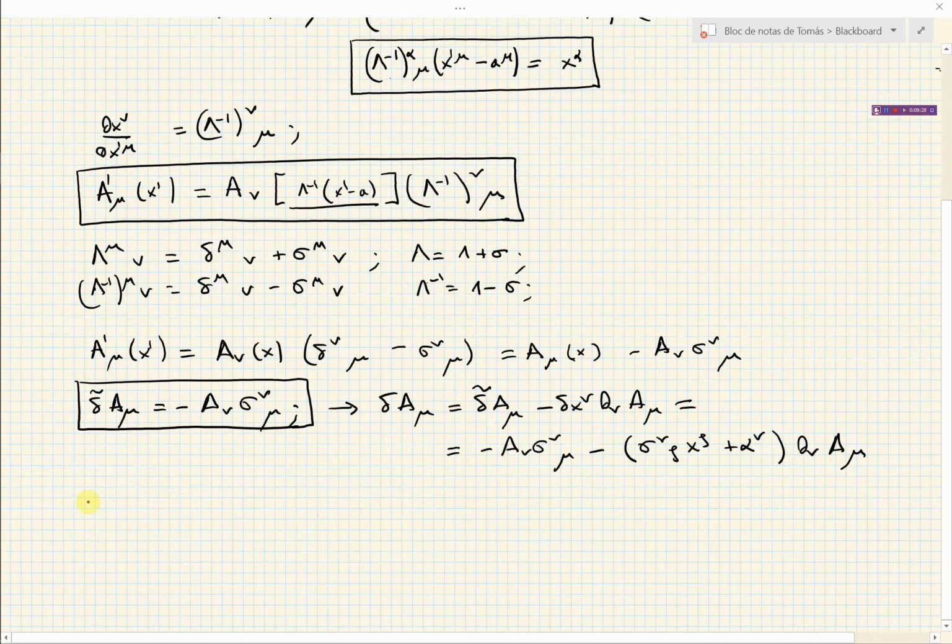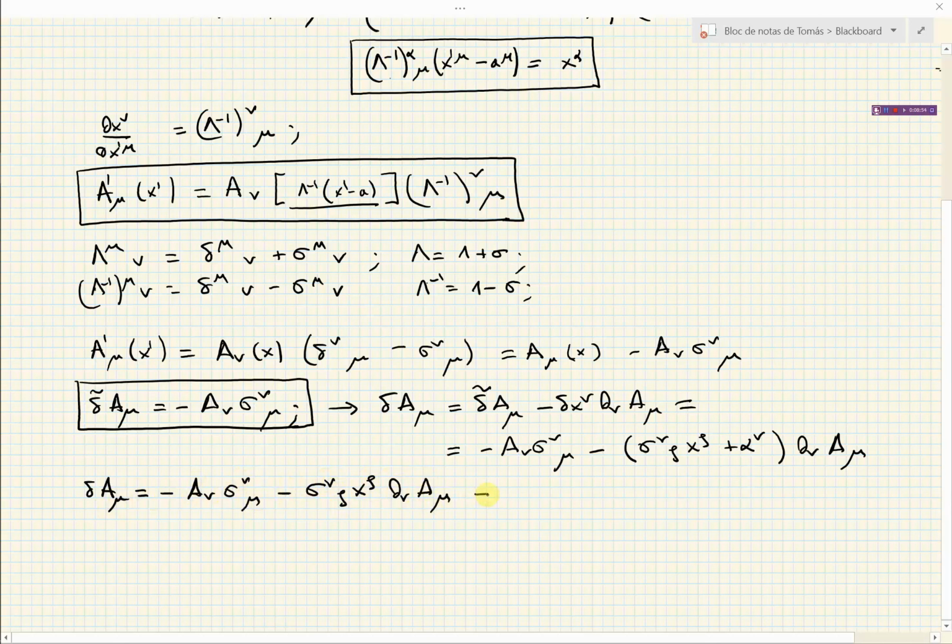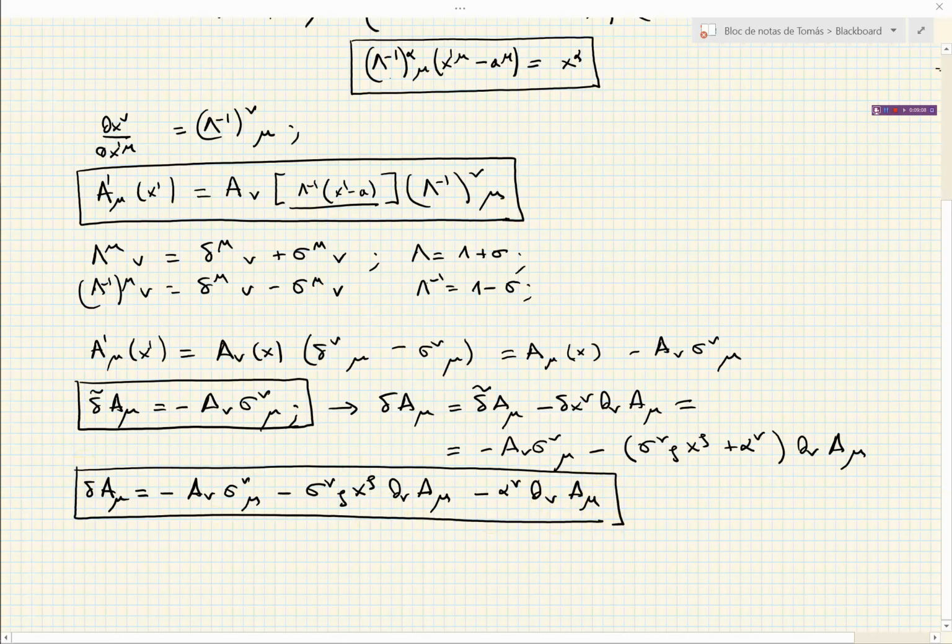So we can write the result here. Delta a mu is minus a nu sigma nu mu minus sigma nu rho x rho partial nu a mu, and then the term that takes into account the space-time translations. So this would be delta of a mu.